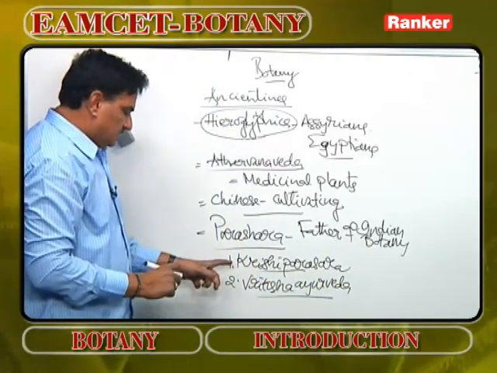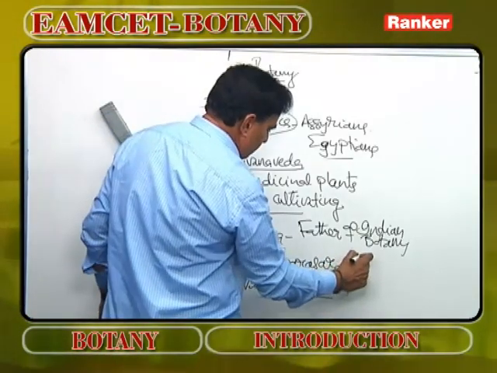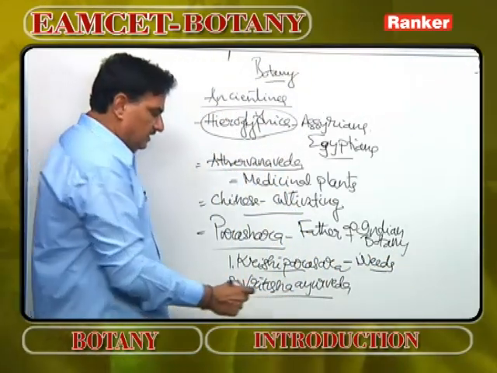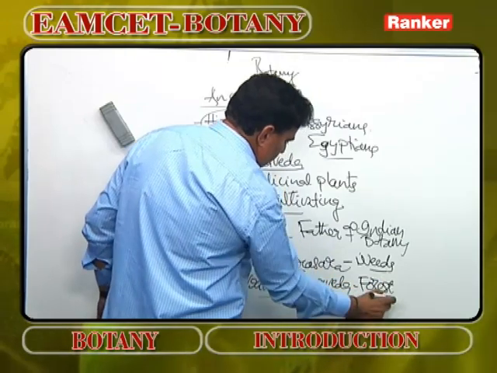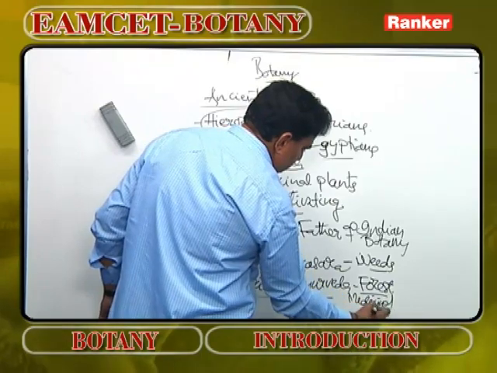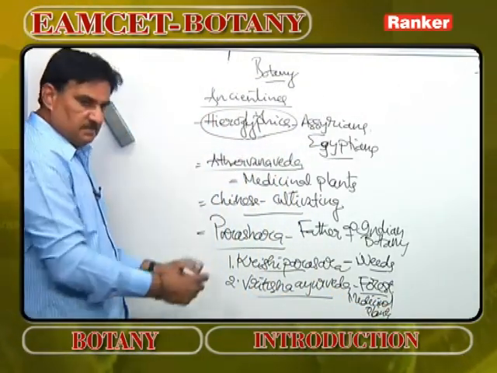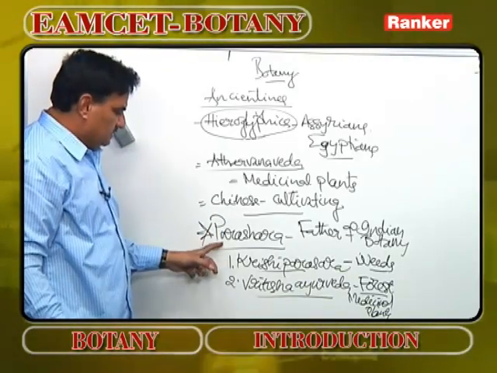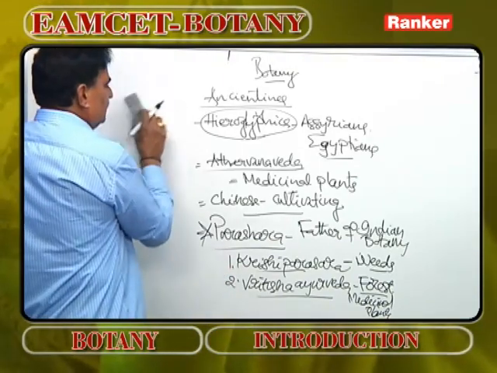Krishi Parashara is said to be the oldest book on agriculture, and it also deals with some weeds. Vriksha Ayurveda deals with different types of forests. It also deals with some medicinal plants and other things. So these are very popular books written by the father of botany in India, Parashara: Krishi Parashara and Vriksha Ayurveda.